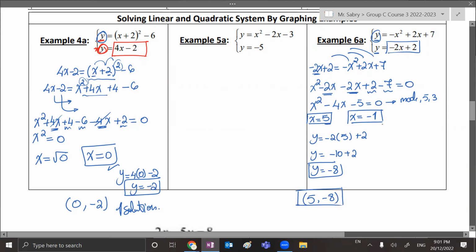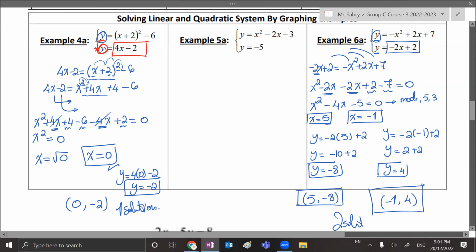But there's another point, which is this one. So I'll substitute here as well with negative 1. So negative 2 times negative 1 plus 2. That would get me y equals 2 plus 2, which means y is equal to 4. And that's another point. So the second point is negative 1 and 4. Now I have two solutions for this system.